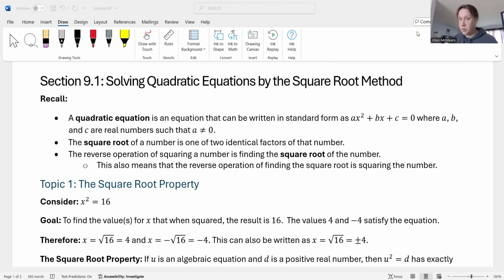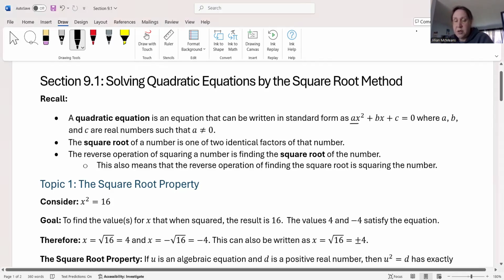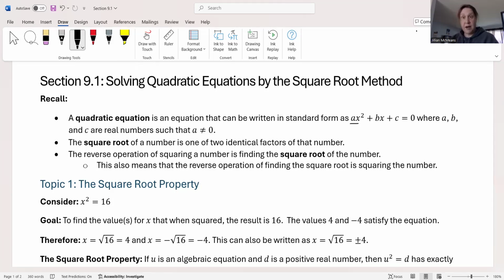So let's remind ourselves, what is a quadratic equation? Well, a quadratic equation is an equation that can be written in standard form as ax squared plus bx plus c equals 0, where a, b, and c are real numbers such that a is not equal to 0. So a, b, and c can be any integer, fraction, decimal, whatever you have, except a can be anything but 0. If a is 0, your squared term just becomes 0, and then you no longer have a quadratic equation. What makes an equation quadratic is the fact that it's a degree 2 polynomial, okay?